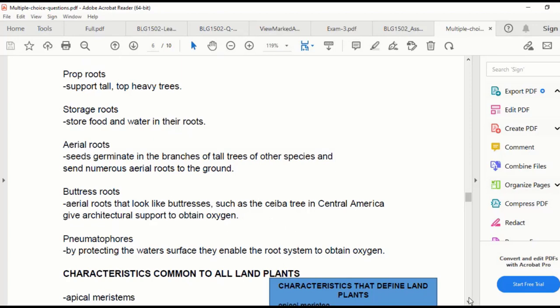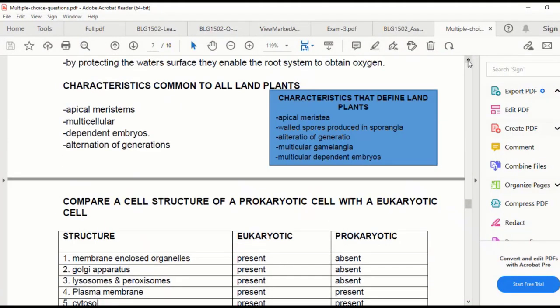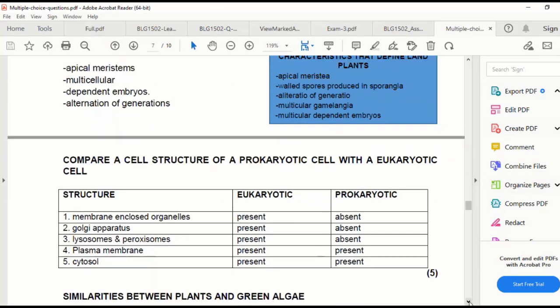Characteristics common to all land plants. I think we did a question like this last week. Characteristics common to all land plants are an apical meristem, multicellular dependent embryos, alternation of generations, and multicellular dependence of all the embryos.